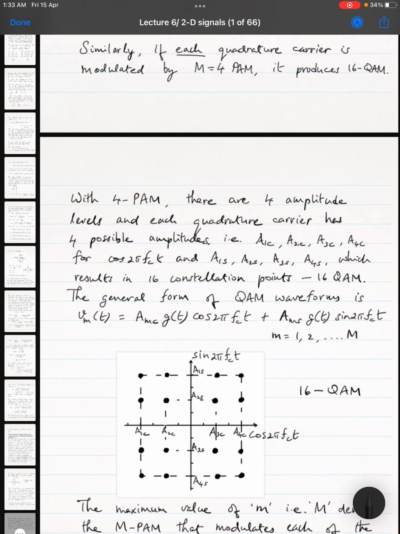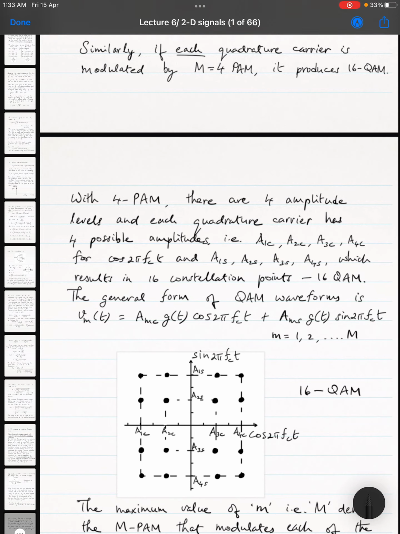Okay, certain points may have the same energies, but not all the points have the same energies, right? So the energy of this and this is the same because they have the same distance, same norm values, but the energy of this and this is different. These two have the same energy, but they are different from this and different from this, and so on. So all the signals are no longer having the same energy.